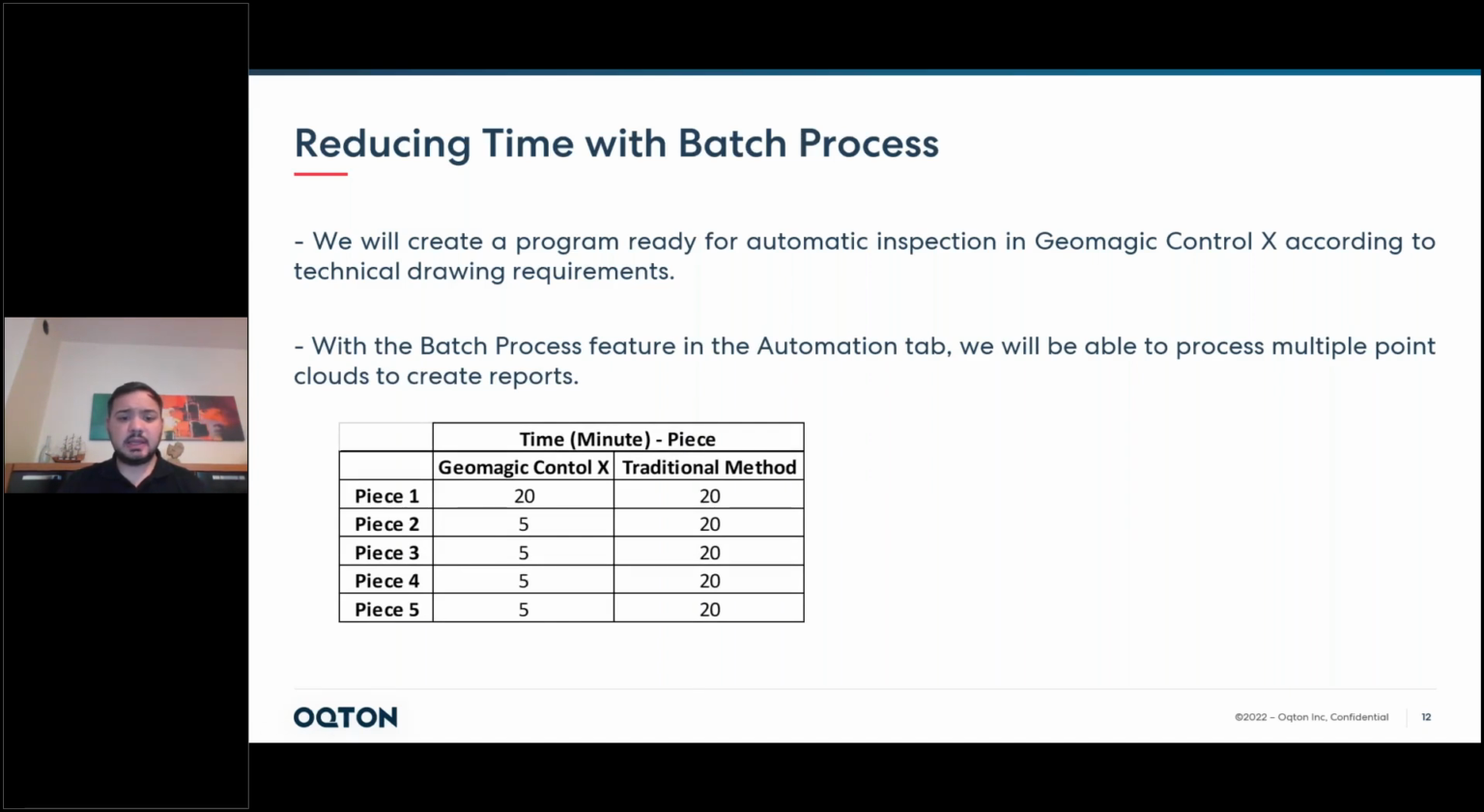So let's say if we do this in Control X and the traditional method, in the first piece, as you can see, I spent the time to create an offline program. It takes 20 minutes. But also we can say that if we inspect this using calipers or gauges, it also takes 20 minutes. But after this part, I now have the fully completed program, so I don't need to spend much more time, like 20 minutes, on the next part. I just need to select the point class, and using the batch process, it can easily give us a report.